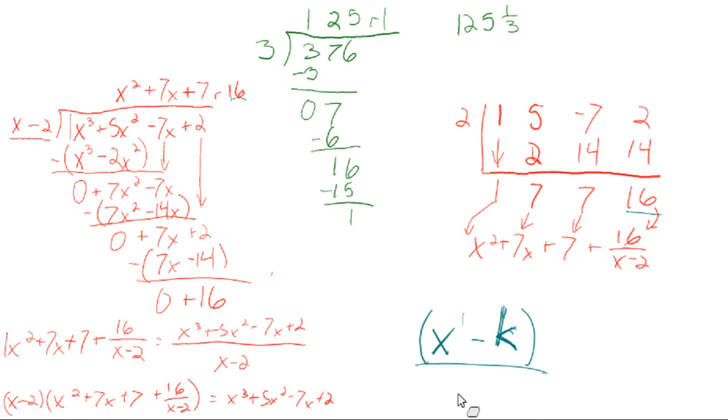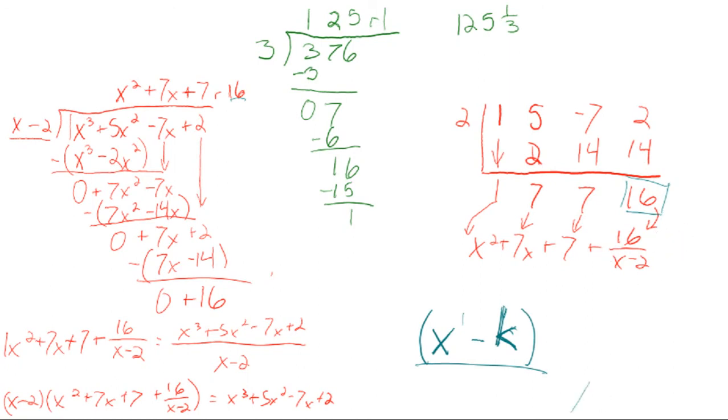Okay. So that's what the remainder theorem says, and it's not a big deal. If we divide this by this kind of a factor, then the remainder is what we would get when we plug in k to the polynomial. So apparently, according to the remainder theorem, 16 is what we would get if we put 2 into the original polynomial, x cubed plus 5x squared minus 7x plus 2. So that's a pretty cool deal.